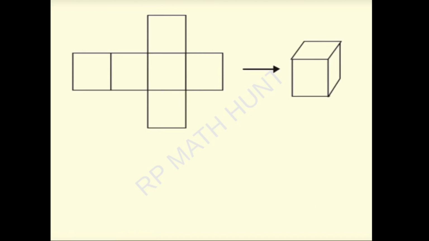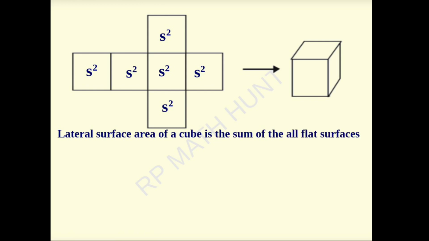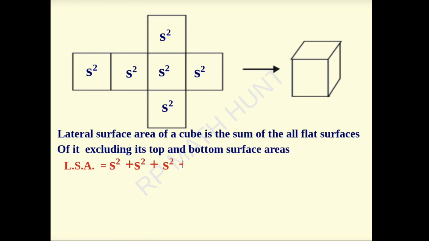Now observe the net diagram of a cube. Each face is a square. S square, S square, S square, S square, S square, S square. Now what does lateral surface area mean? Lateral surface area of a cube is the sum of all flat surfaces of it excluding its top surface area and bottom surface area. LSA, S square plus S square plus S square plus S square, that is 4S square.